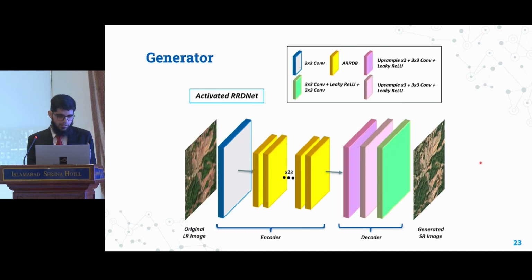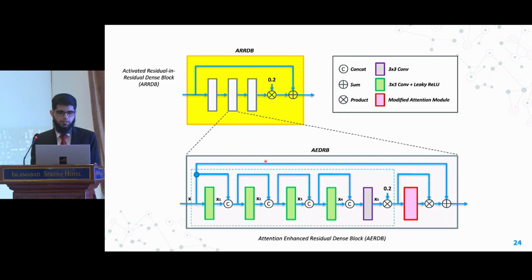Here is the diagram. You can see that this is the generator, where the low resolution image is passed to the encoder and then to the decoder. The main thing is this yellow block, that is ARRDB, which accumulates to ARRDB net. So the activated residual and residual dense block basically comprises these attention enhanced residual dense blocks, 3 in series, and then after some scaling the skip connection is added to form the output. And it involves this modified attention module, which I'll be discussing in the next slide.